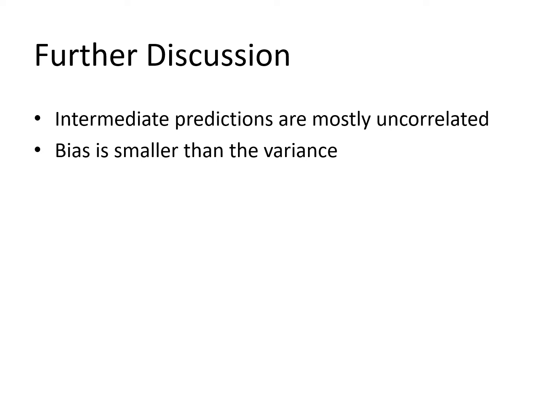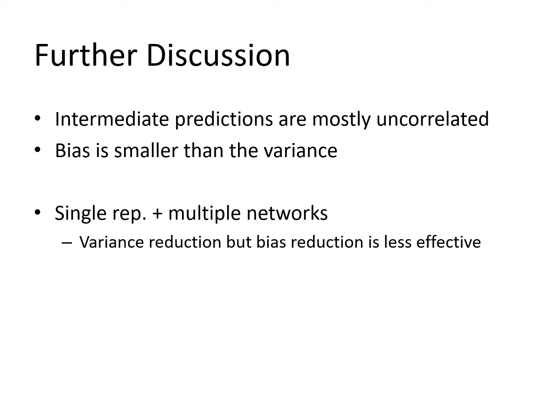When combining multiple networks for a single task, there are generally two options. One is we stick to a single representation and we use multiple networks, right? So the ensembling idea. And in this case, we can imagine that we will have variance reduction because the predictions are mostly uncorrelated. But the bias reduction is less effective, right? You can imagine that the bias on the different networks turns out to be similar. Not exactly the same, but tend to be similar.